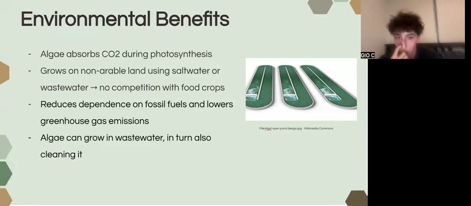That means it doesn't compete with food crops like other biofuels might. So they don't take up as much room, and they're very efficient with the space that they have. They're not taking any room from the crops. By using it for fuel, we reduce our dependence on fossil fuels and lower overall emissions. Plus, since algae can grow in wastewater, it actually helps clean water by absorbing nutrients and pollutants as it grows. So it is doing a two-way job at once, cleaning and producing fuel.